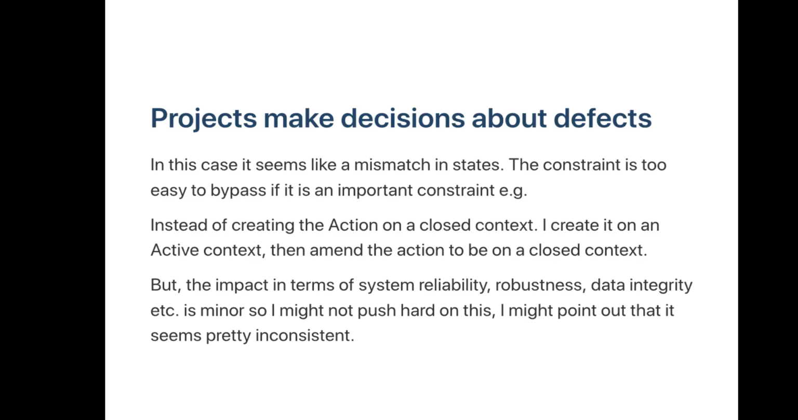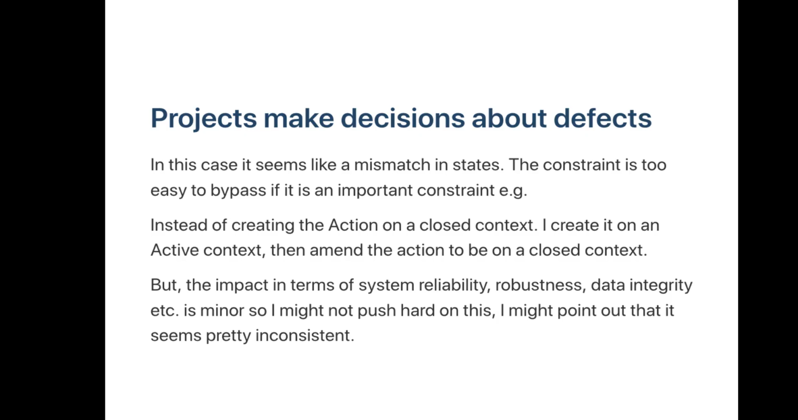Now, ultimately, projects make decisions about defects. Right? To me, this seems like a mismatch in strengths. If we have a constraint and it's too easy to bypass, then it's almost a worthless constraint, because it only triggers at one point or 2 points. When I try and create an action on a closed one, it says no, but I should just not give people the option. When I try and move a state to closed when it has open actions, that's valid. But then why don't I have the same thing when I try and change an action to move on to a closed context? Surely I should receive the same constraint. We're not enforcing it enough.